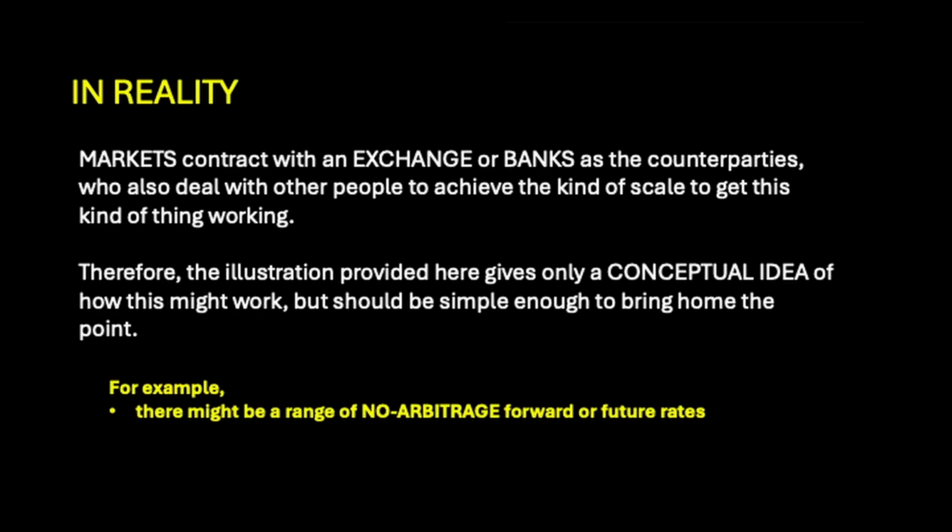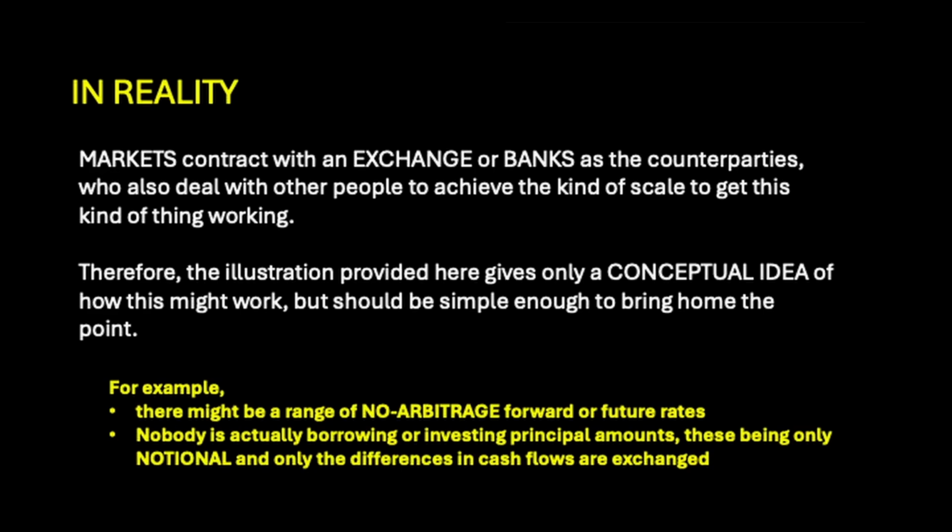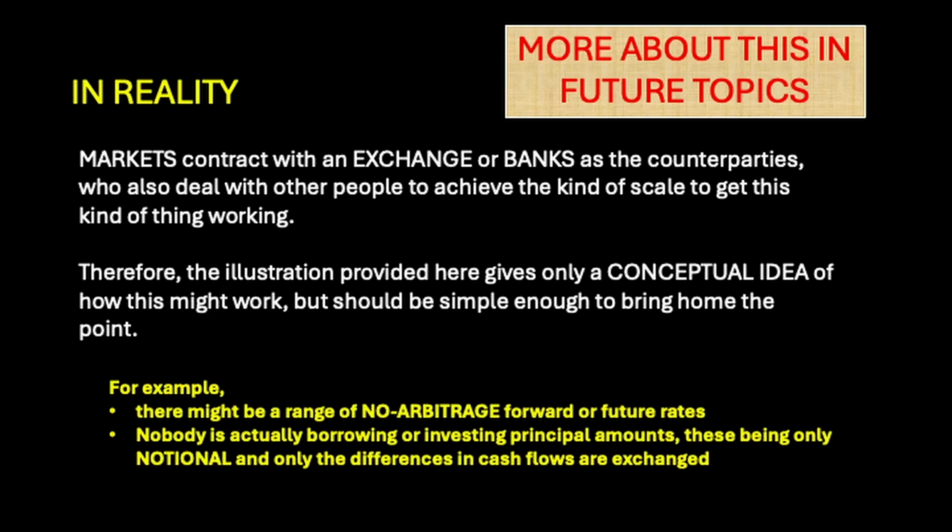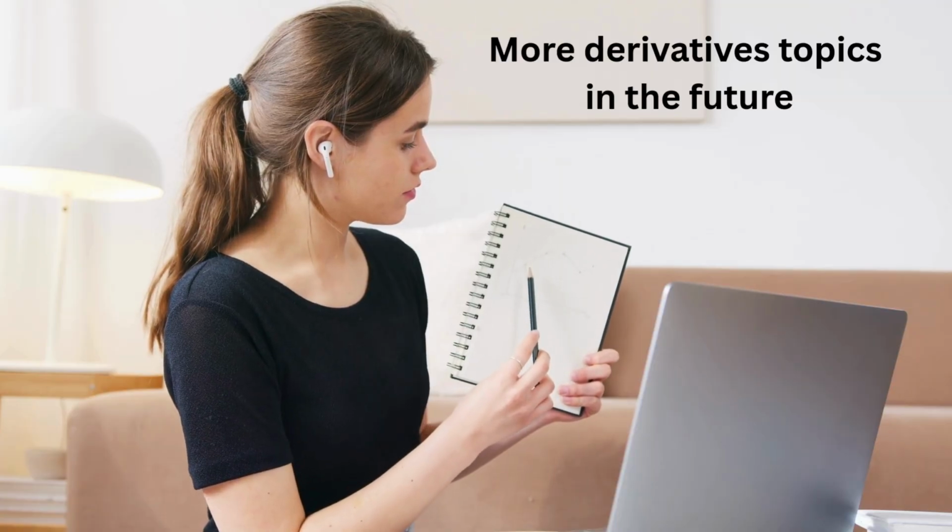For example, there might be a no arbitrage range rather than a single no arbitrage rate. Or, there might be no actual exchange of principal amounts. Only the differences in cash flows are exchanged that pretty much simulate an underlying transaction of borrowing or lending at the forward rate, as if principal amounts were actually borrowed or lent, etc. But don't worry, we'll eventually get to these topics.